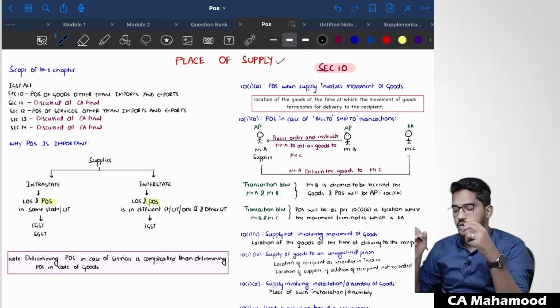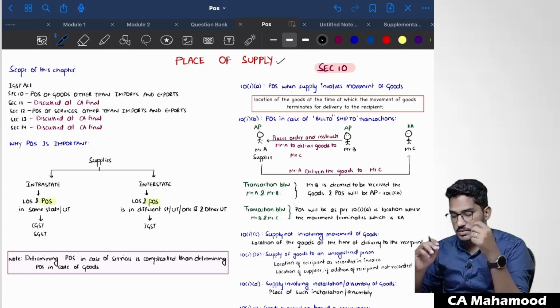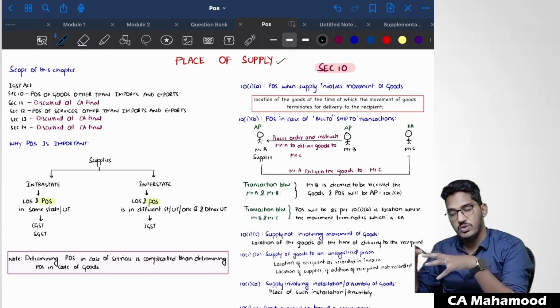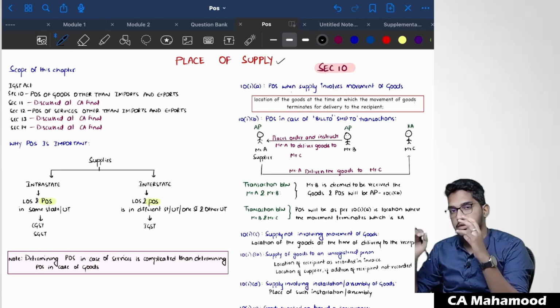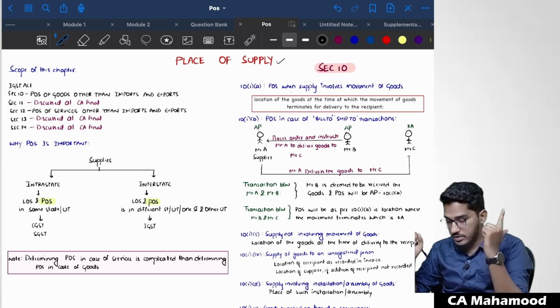And I want to give you a caution here. This chapter, place of supply, is not actually there under the old scheme. This is the chapter which has been newly added under the new scheme syllabus. So the chances are high you are going to get a significant amount of questions from this particular chapter, since it is very conceptual, since it is also newly added under the new scheme.